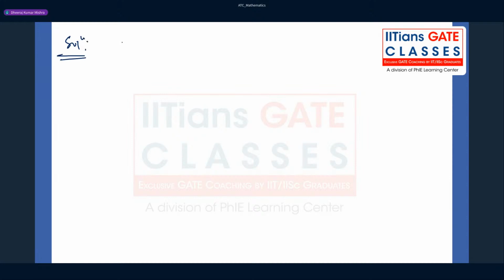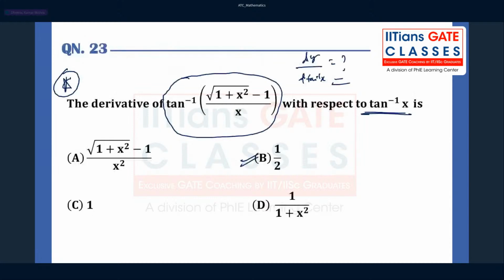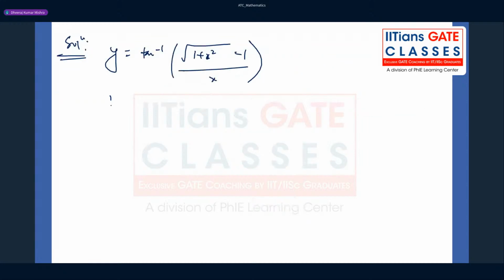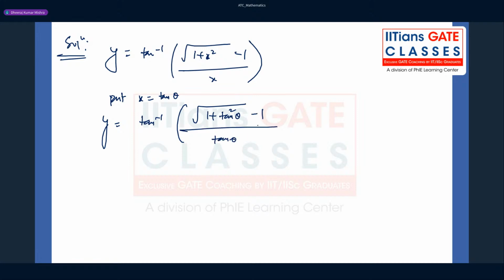Okay, what you can do here is consider that y is going to be equal to tan inverse of (square root of 1 plus x square, minus 1). This minus 1 is outside of the square root. Now what you can do is put x equal to tan theta. So y is going to be tan inverse of (square root of 1 plus tan square theta, minus 1) upon tan theta, right?